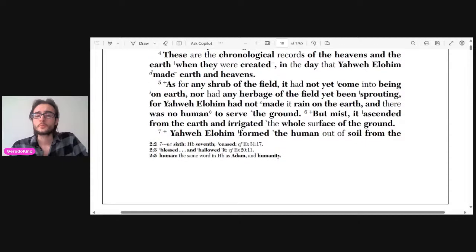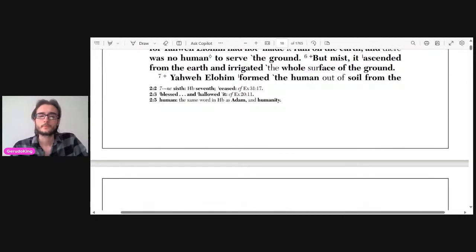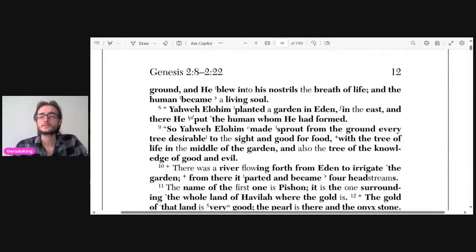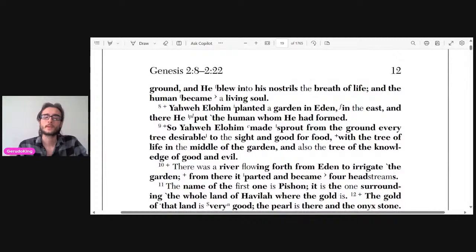Yahweh Elohim formed the human out of the soil from the ground, and he blew into his nostrils the breath of life, and the human became a living soul. Yahweh Elohim planted a garden in Eden in the east, and there he put the human whom he had formed. So Yahweh Elohim made sprout from the ground every tree desirable to the sight and good for food, with the tree of life in the middle of the garden, and also the tree of the knowledge of good and evil.